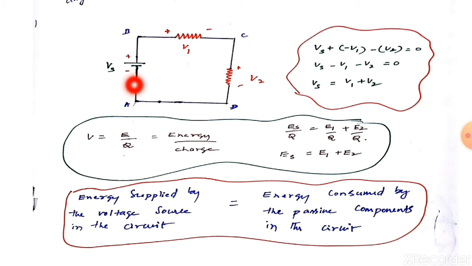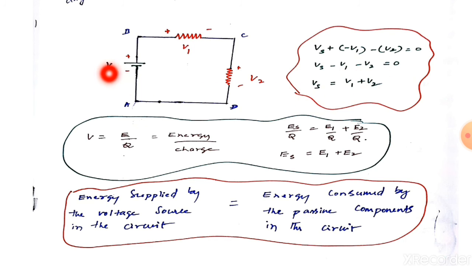Similarly, if you move from A to B, here we have a source voltage Vs. Moving from A to B is moving from minus to plus, that means negative to positive. So the rise in voltage we take as plus Vs, and minus V1. Why is it minus V1? We are moving from positive to negative, so the drop in voltage is minus V1. If you move from C to D, we are moving from positive to negative, the drop in voltage is V2, therefore minus V2. Therefore, Vs minus V1 minus V2 is equal to 0, or Vs is equal to V1 plus V2.